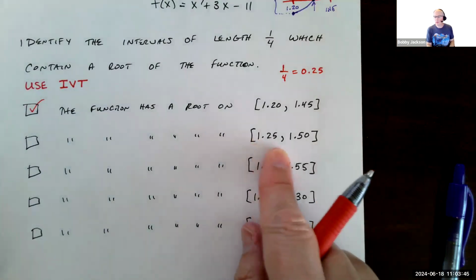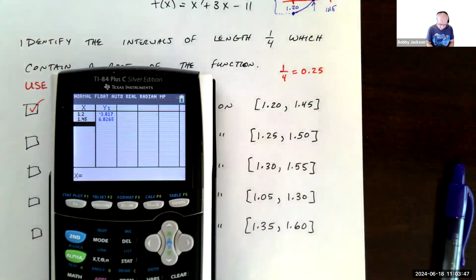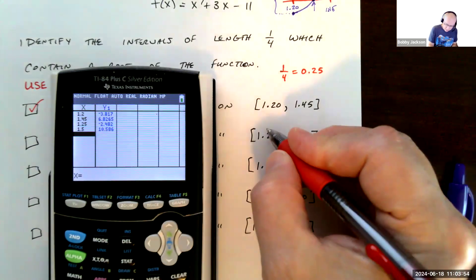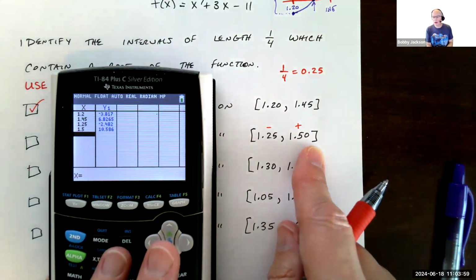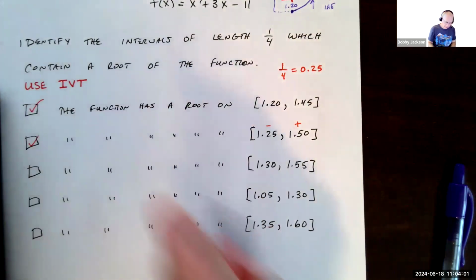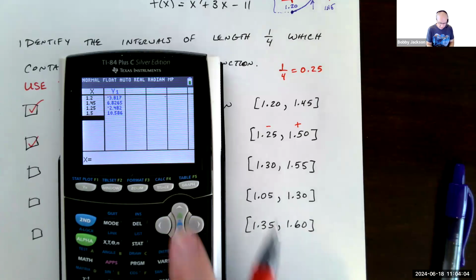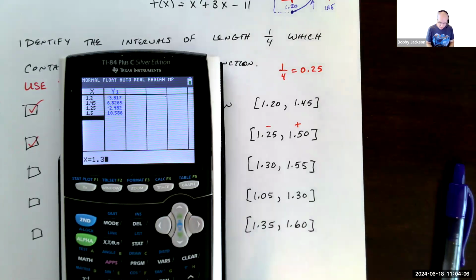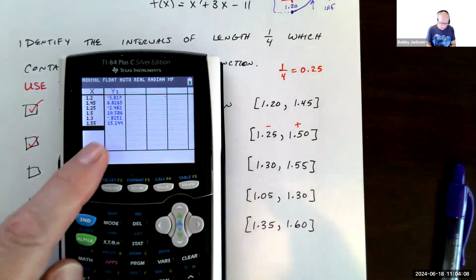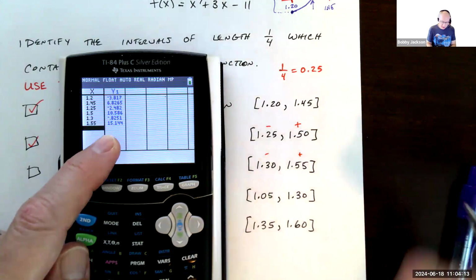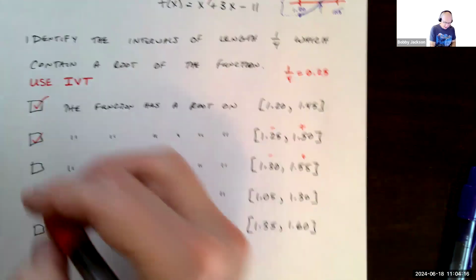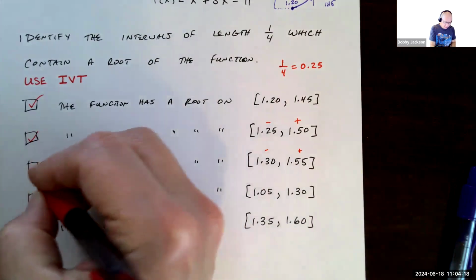And then what about from 1.25 to 1.5? At 1.25, the output is negative, and at 1.5, the output is positive. So we're negative here and positive here. That means, again, we have a root on this interval. Let's do the next one, 1.3 and 1.55. Well, at 1.3, again, we're negative. At 1.55, we're positive 15. So again, there's a root on that interval. So the first 3 in this case.